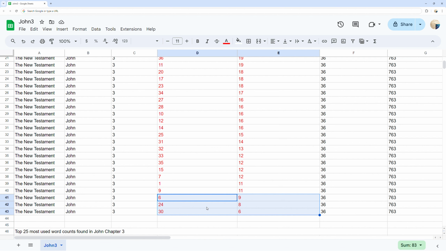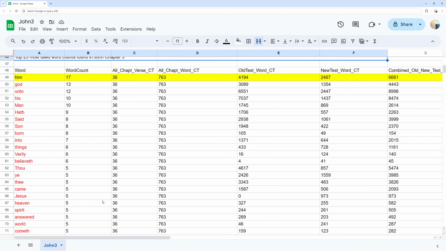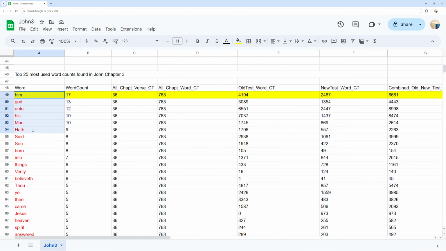Top 25 most used word counts found in John chapter 3. You can see the most frequent words in John chapter 3 and the word count for each ordered by word count. As well, you can compare that to the total times those words are used in the whole of each Old Testament, New Testament, and both Old and New Testament combined.